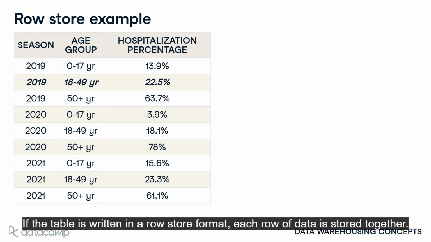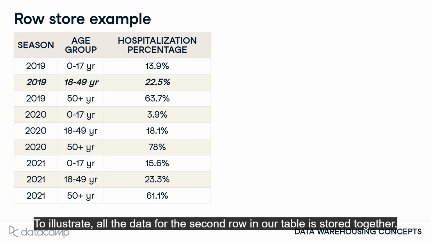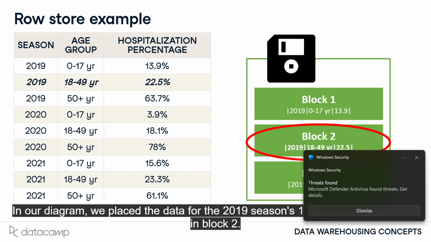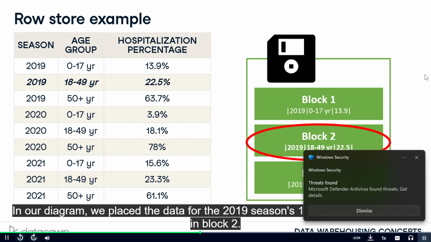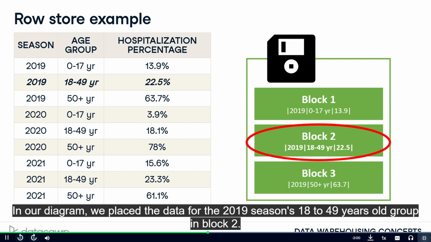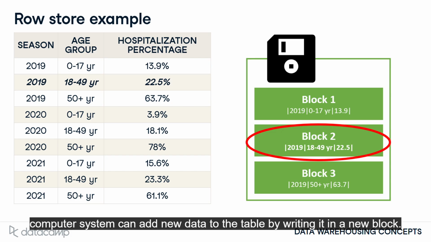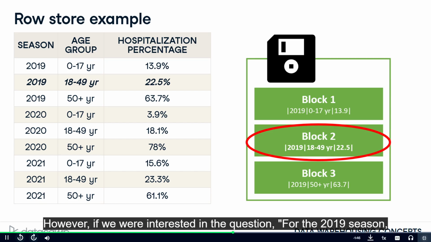If the table is written in a row store format, each row of data is stored together. To illustrate, all the data for the second row in our table is stored together. In our diagram, we place the data for the 2019 season's 18 to 49-year-old group in block 2. This format is excellent for transactional workloads because the computer system can add new data to the table for the 2019 season.